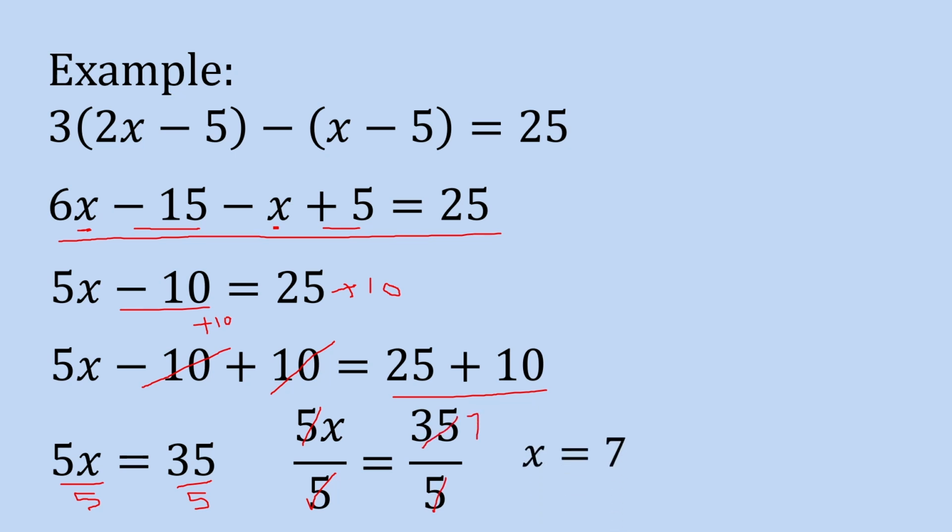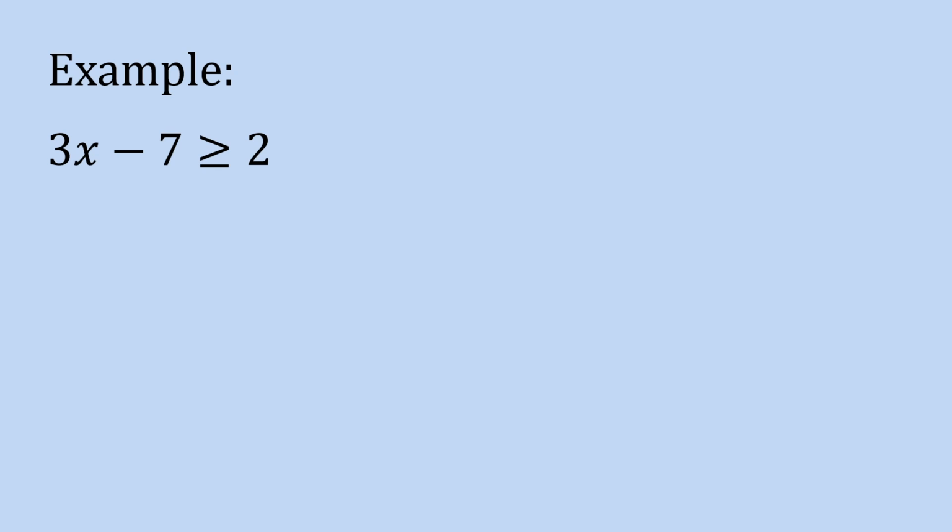So x is equal to 7. Now next example, 3x minus 7 greater than or equal to 2. So here we can add 7 this side and we can add 7 on this side also. So the equation will be 3x minus 7 plus 7 greater than or equal to 2 plus 7.